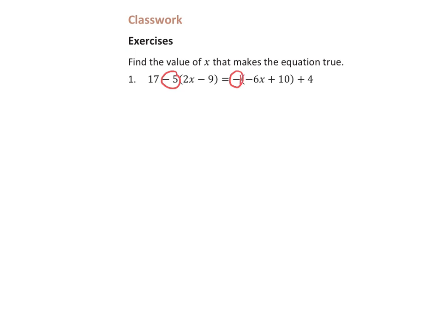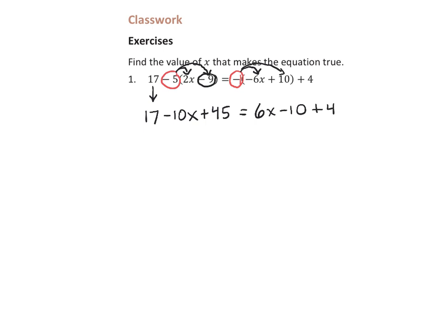So the first step of this is that you're going to take your 17 down. So you'll bring this down, and then you're going to share your -5. So -5 times 2 would be -10x, and -5 times -9, be careful that you take that sign, becomes a +45. On the right hand side, you're going to share your -1, so negative times a negative is a +6x, and a negative times a positive is a -10 plus 4.